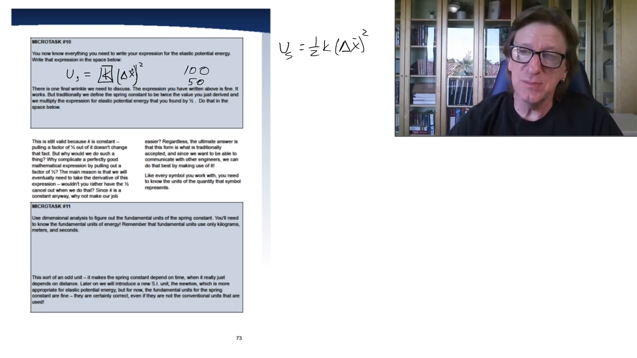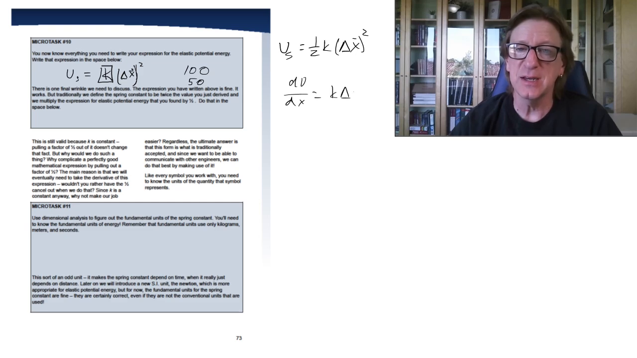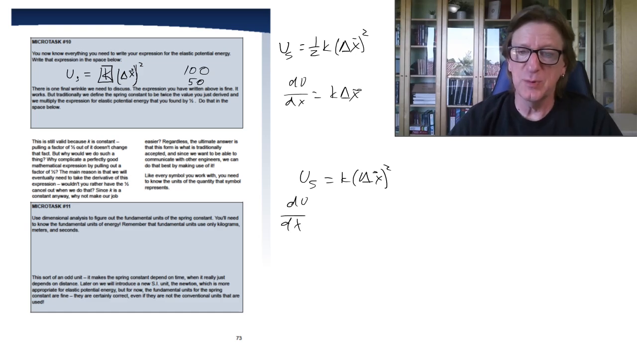Because sometimes I'm going to end up having to take a derivative. So if I take the derivative of U with respect to x, in this case, 2 times 1/2 is just 1, and I just get k delta x. And that's nice and simple. On the other hand, if I had U_s equals k delta x squared, and I used what it really is, then when I take my derivative, my dU/dx, we've got to put our s here just to make sure we're not confused, then that ends up being 2k delta x when I take that derivative.